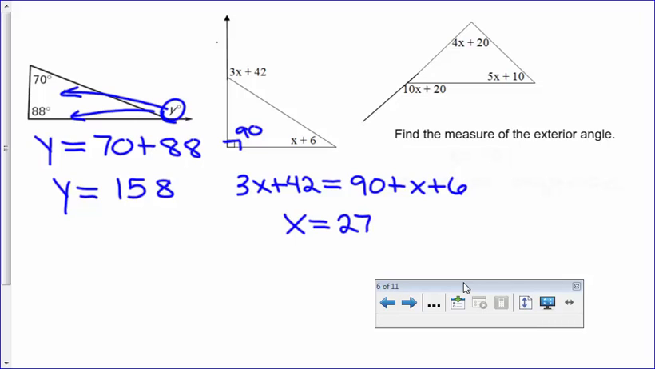Take a second, try this one on your own. See if you can find not only x, but the measure of the exterior angle. All right, so if you've done your work correctly, we get x equals 10. And we get that the measure of the exterior angle, which is this guy right here, is going to be 120 degrees.